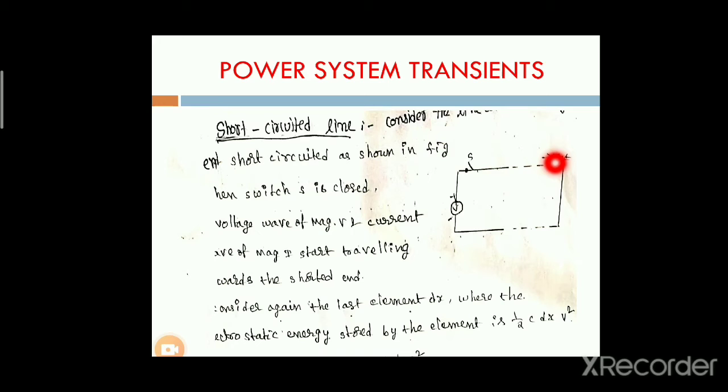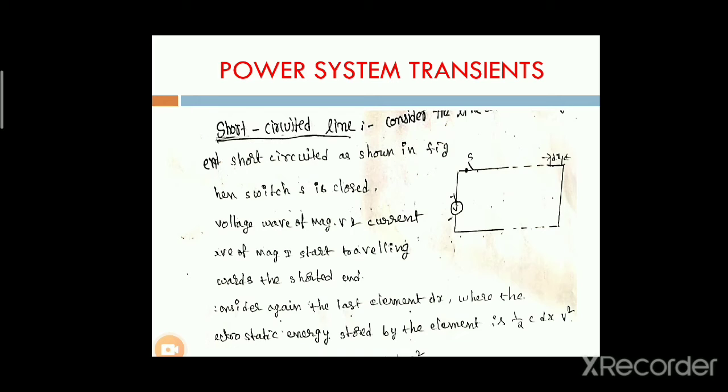Okay, when the transmission line is short circuited, the switch is closed at the sending end of the transmission line, and then we observe how the wave will be transmitted and reflected. First, coming to the short circuited line, that means the transmission line is short circuited at the receiving end side.